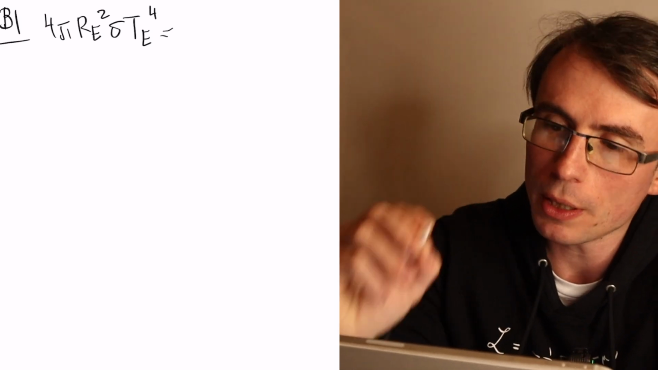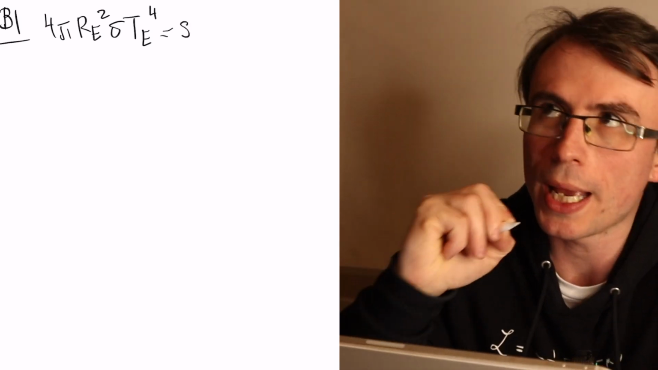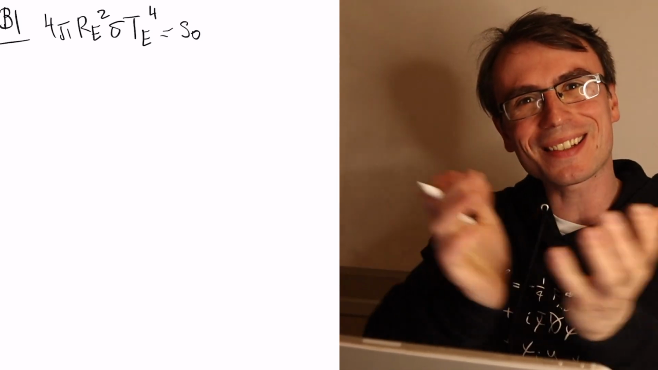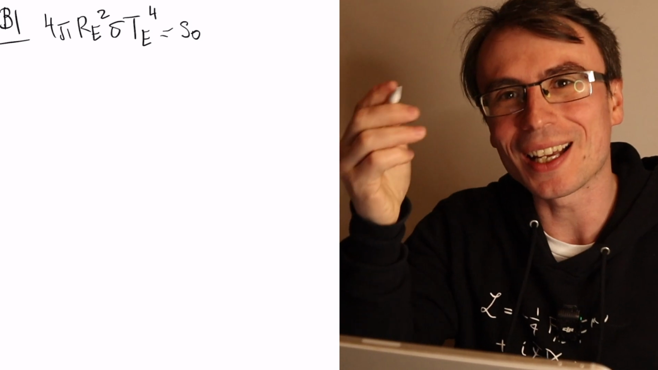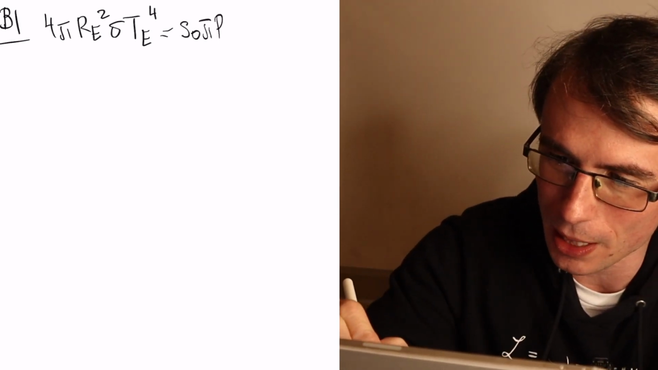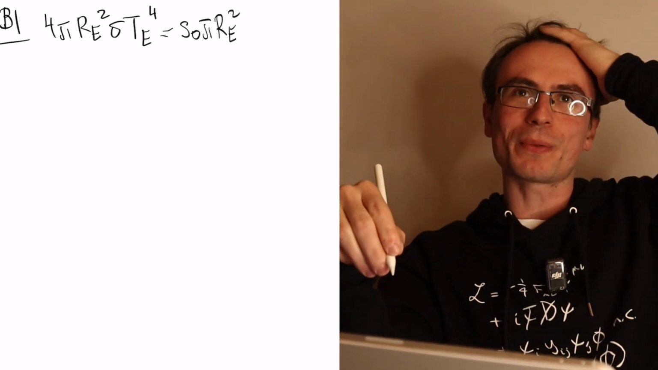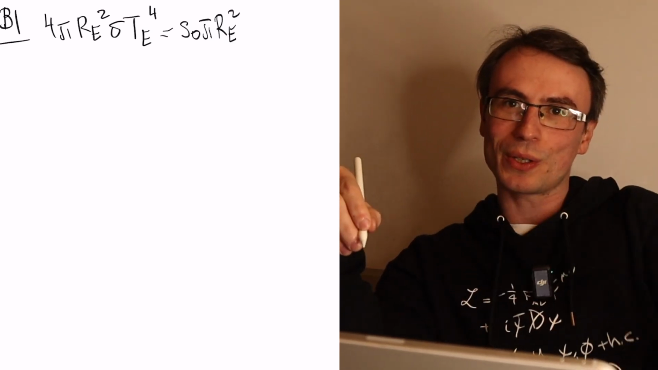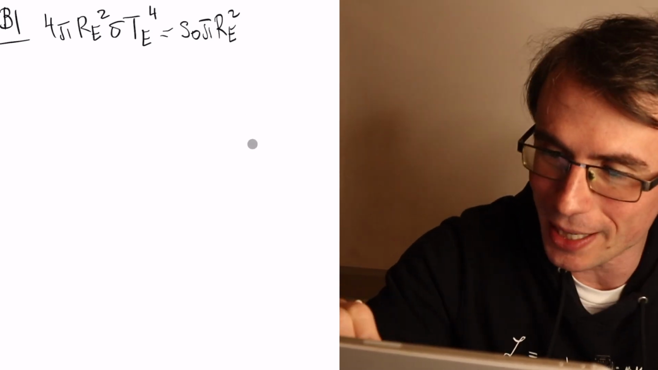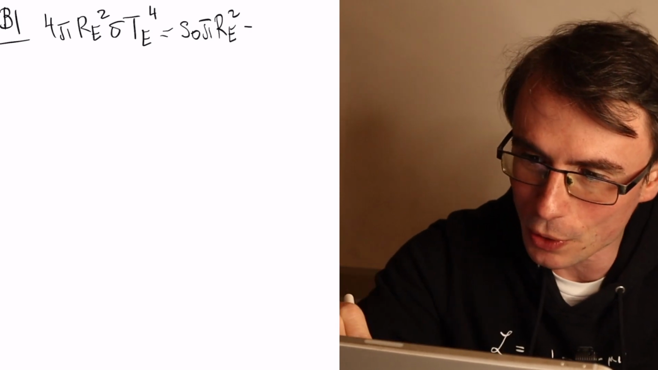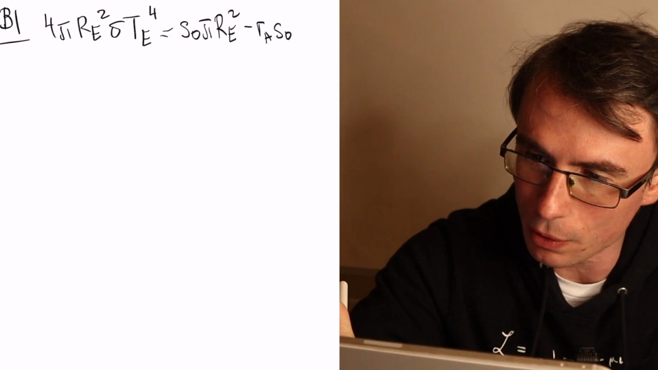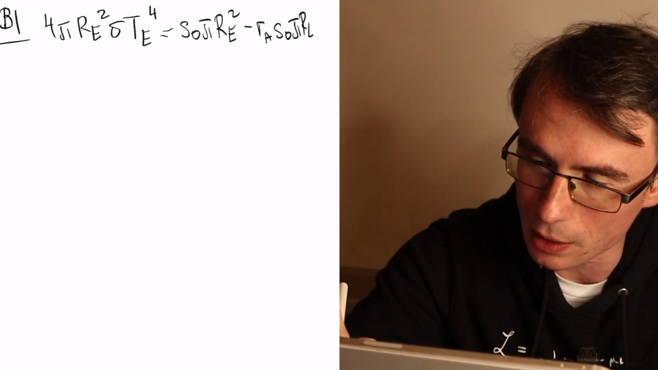So the total incoming power is going to be equal to S0, which is the solar constant, but that was per unit area, and the cross-sectional area for the incoming light was that of a disk. So that's going to be pi RE squared. But of course, we're now going to have some of it which is going to be absorbed. So how much is going to be left? Well, it's going to be the total one, take away the fraction, which is our atmosphere, RA, and then S0 pi RE squared.